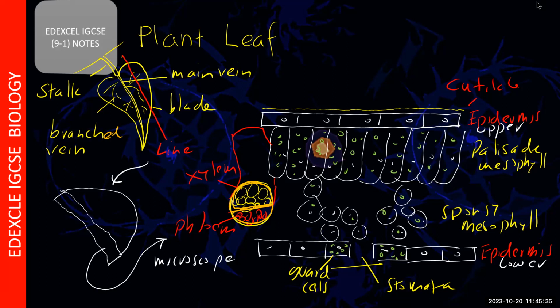Xylem and phloem are always together, and they make one tube. The tube is called a vein here. We use the name vein for the tube. What is a tube? A tube is xylem and phloem together. Okay. Yeah.